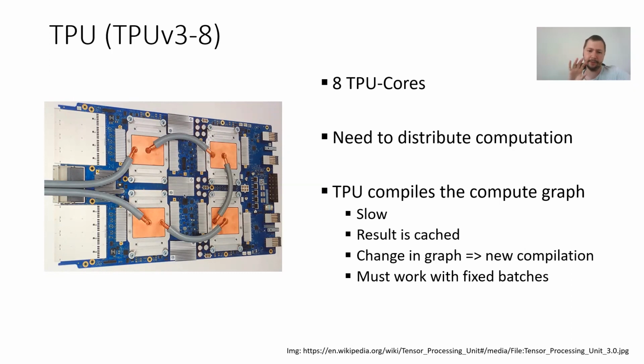However, a specialty about TPUs in contrast to GPUs is that the computation graph is first compiled and optimized. And this compilation and optimization step is quite slow. So you have to ensure that the forward pass and the backward pass are the same for every batch you run. Hence, you have to use padding to a fixed length, and you cannot do dynamic padding of your data.